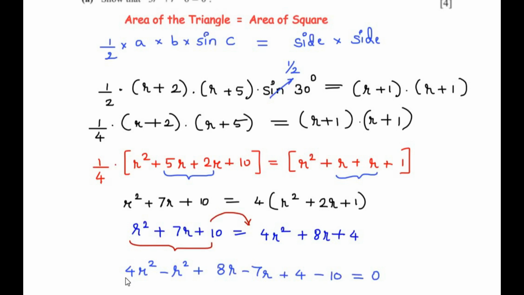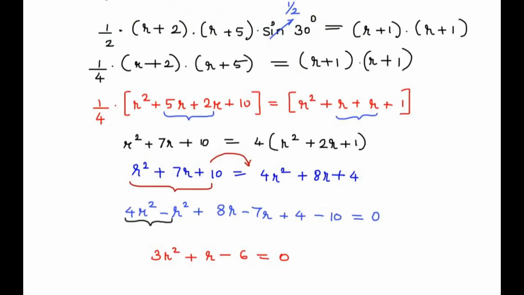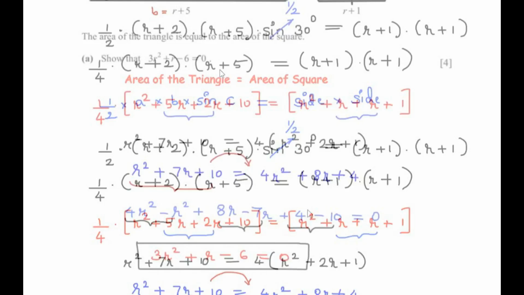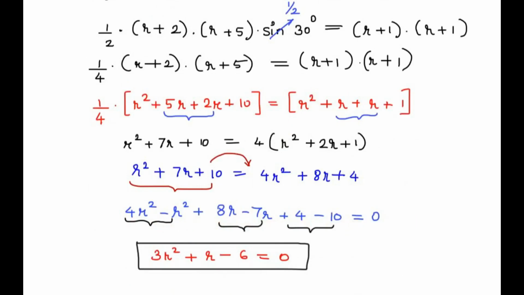Now here, gathering the like terms, 4r² minus r² gives us 3r², plus 8r minus 7r gives us plus r, and plus 4 minus 10 gives us minus 6, equal to 0. Now this is what we had to show in this question, that is 3r² plus r minus 6 is equal to 0. So we have shown. Moving on to the next question.